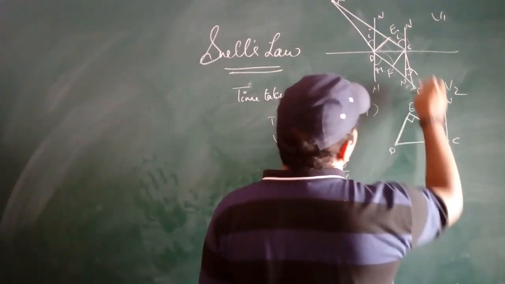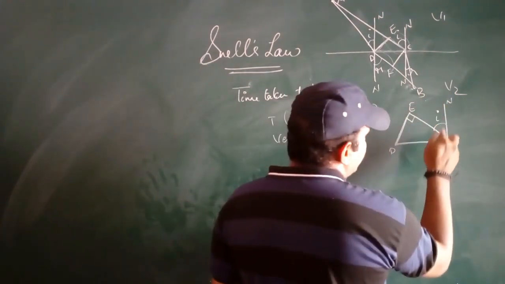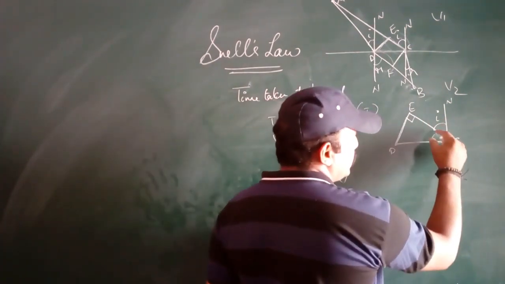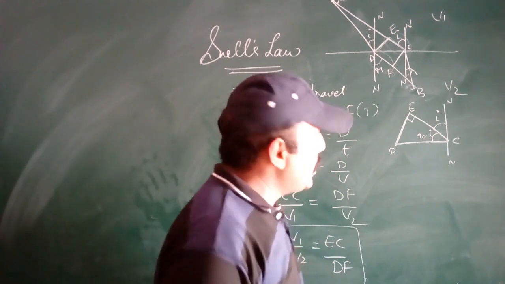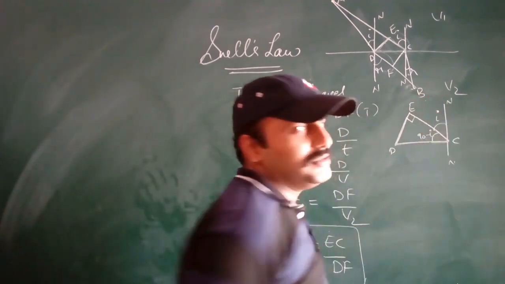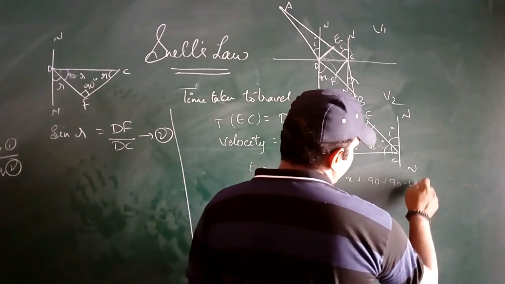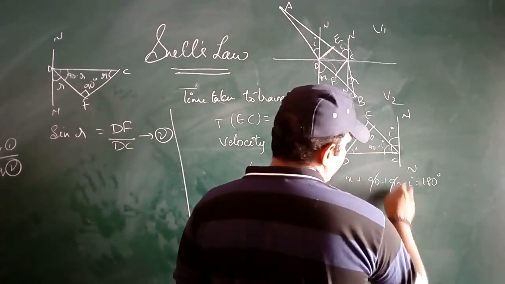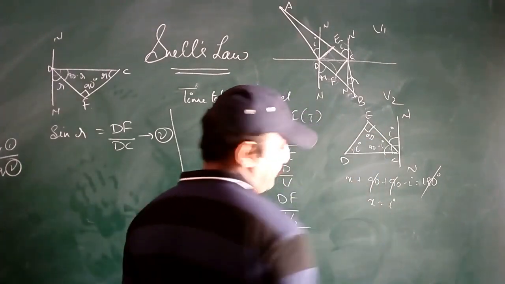Now what is this angle? As we already saw, this is I. As you already know, if this part is I, what is the other part? In total it is 90 degrees, so this part will be 90 minus I. In a triangle, the sum of the angles is 180 degrees. So x plus 90 minus I is equal to 180 degrees. The 90 and 180 cancel, so x is equal to I. So this angle will be I.